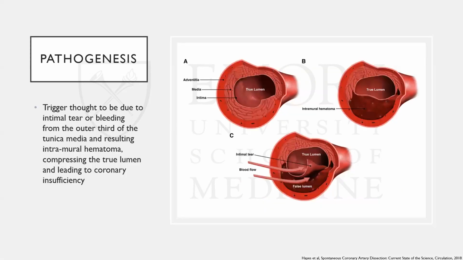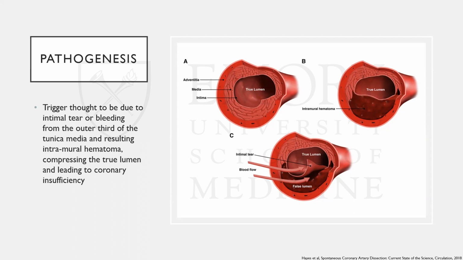In terms of pathogenesis, there are 2 predominant theories regarding how SCAD occurs. The first theory proposes that the primary pathological event is the development of an intimal tear, which allows blood from the true lumen to enter and generate a false lumen. The second theory proposes that the primary event is actually spontaneous hemorrhage arising from the vasa vasorum within the vessel wall.